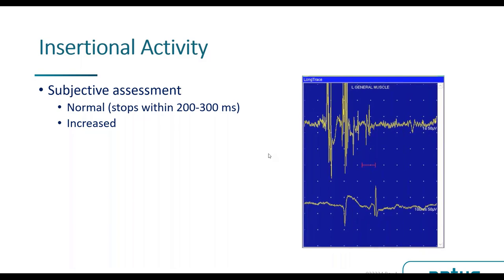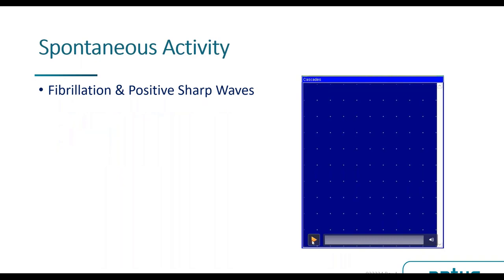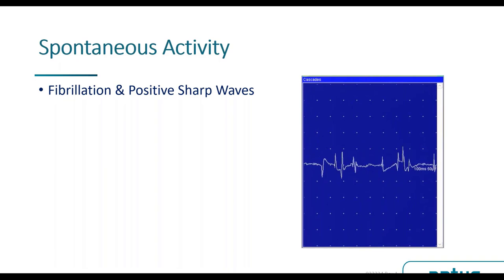But having a dual time base helps us to identify how long this activity lasted. So if it is less than 200 milliseconds, we are very sure that this is normal. Again, this is subjectively increased or reduced. Then we look at spontaneous activity. The muscle is at rest, and the most common activity that we look for are the fibrillations and positive sharp waves.